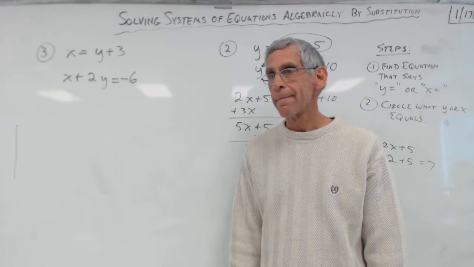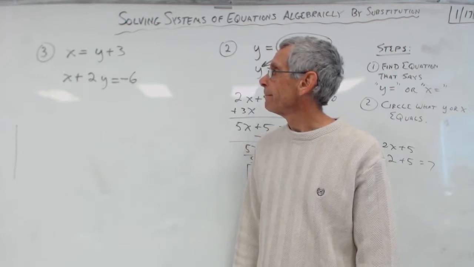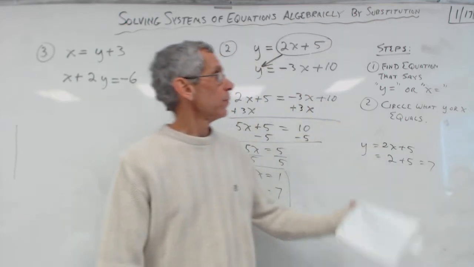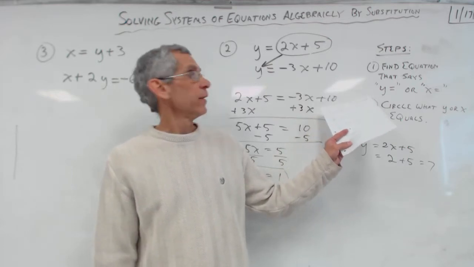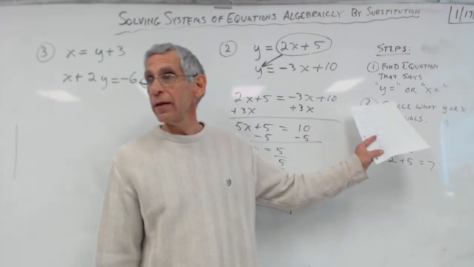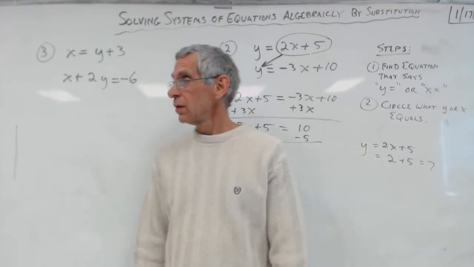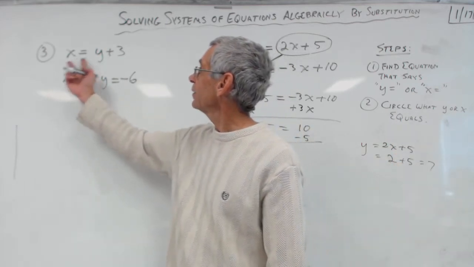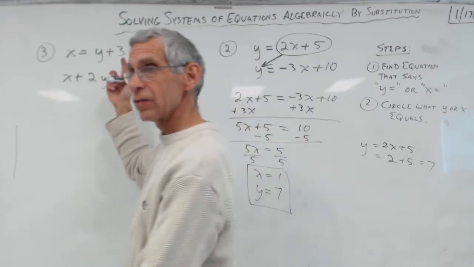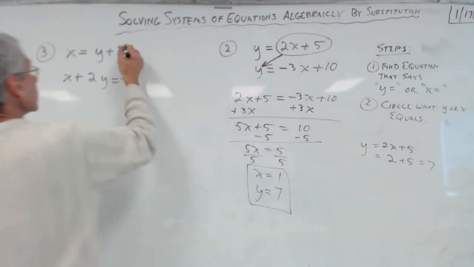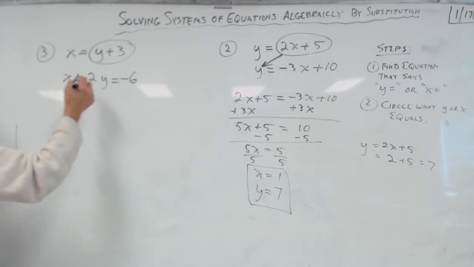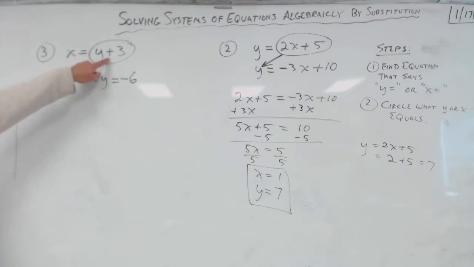You have to make it y equals? Look at my step number 1. Find an equation that says either y equals or x equals. You're going to use the first equation. x is the same as that, so I'm going to circle that. I'm going to draw an arrow to what it equals, x.